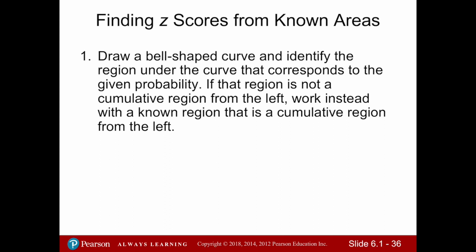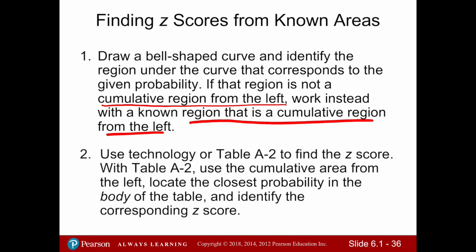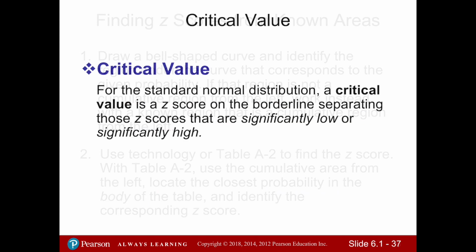The problem is that region may not be a cumulative region from the left. And what we can do is try and use the symmetric nature of this and try and translate that into a known region that is cumulative from the left. And we'll talk about that as we get there. We're going to use table A2 to find the z-scores. And we want to find the closest probability in the body of the table. So let's look at how to do that.